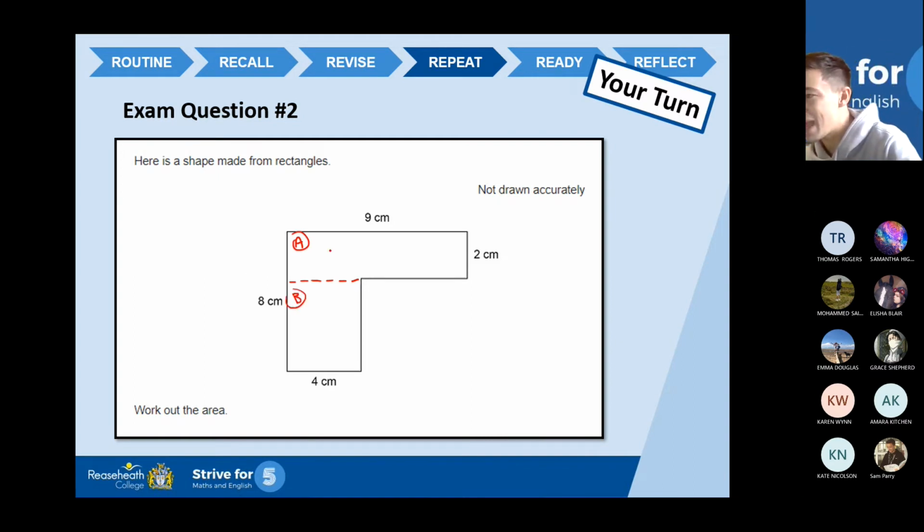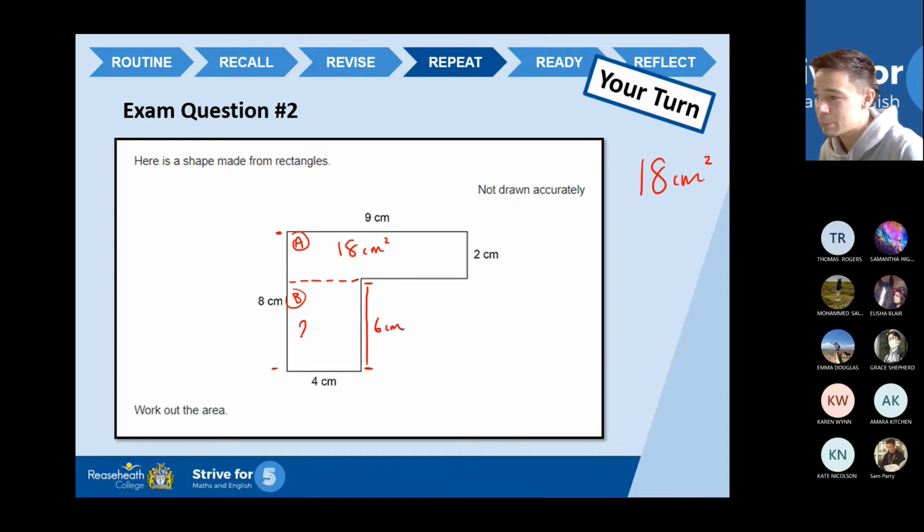So A, for example, has a width of 9 and a height of 2. So 9 times 2 is going to be 18 centimeters squared. I'm going to put that over here, 18 centimeters squared for A, 9 times 2. And then B has a width of 4, but I need to work out the height. I know all the way to the top is 8, but I need to know this bit here, don't I? That's the missing bit. All the way up there is 8, this bit is 2, so this one has to be 6 centimeters. 4 times 6 is 24 centimeters squared.